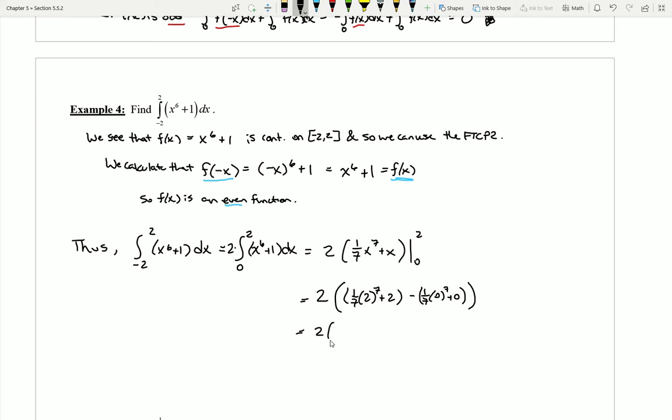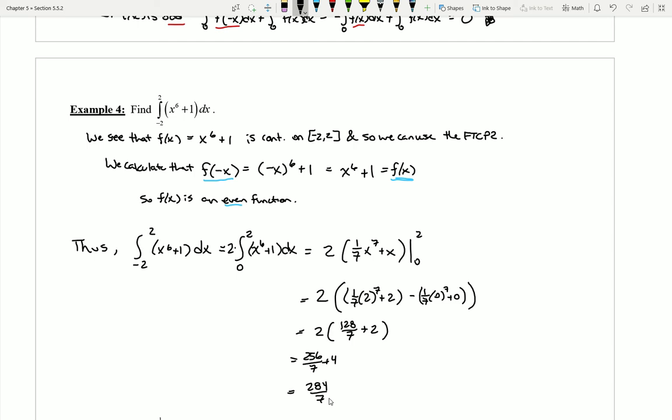Overall, I can see that ultimately this is just going to turn into a really big value. This is going to be 2 times 128 over 7 plus 2, or I could write that as 256 over 7 plus 4. And if you wanted to, you could combine those up into a single fraction, which I think would be 284 over 7. Okay, great. I found a final answer.